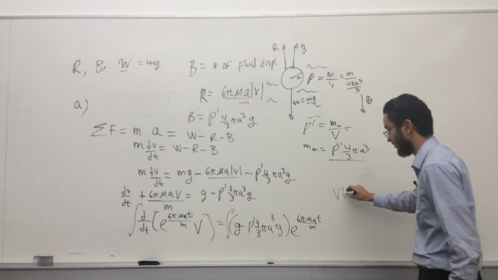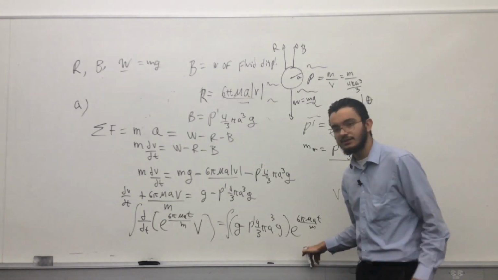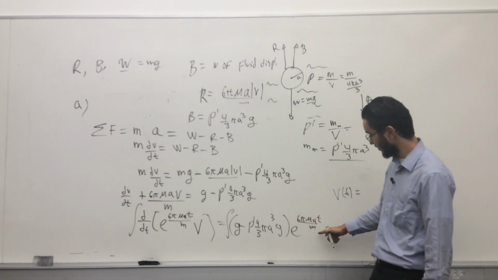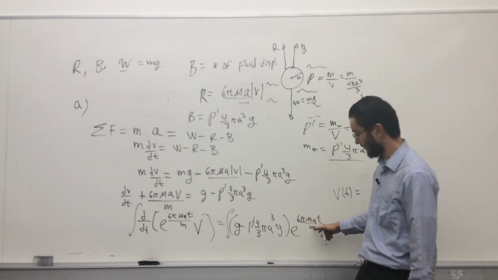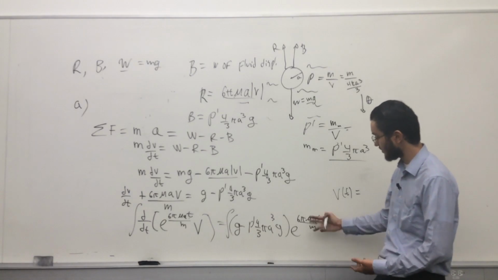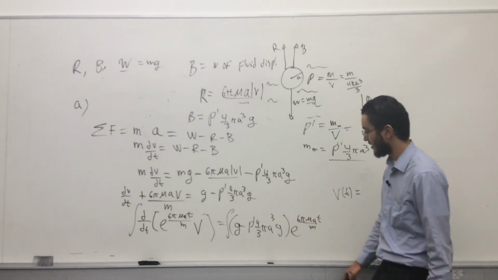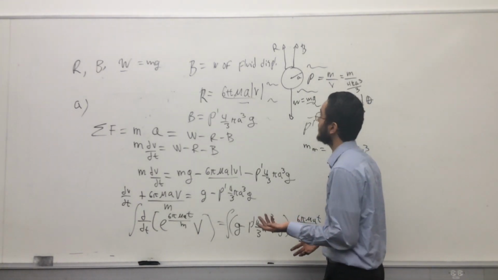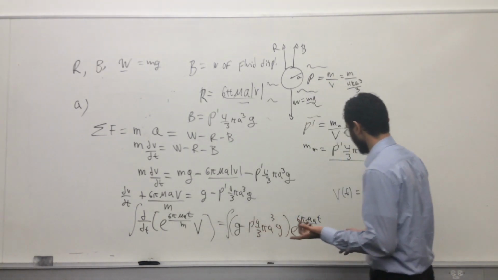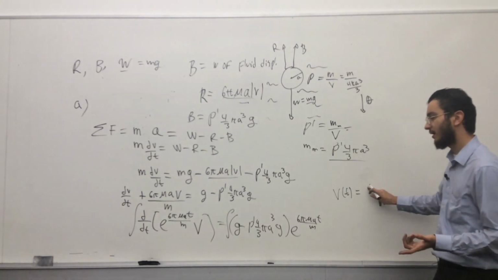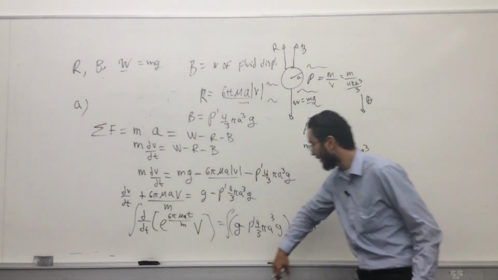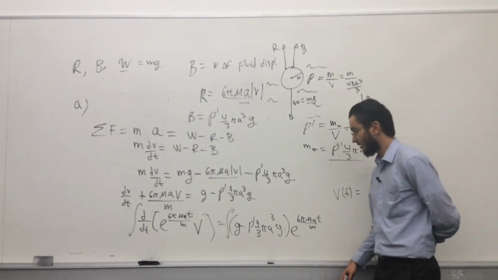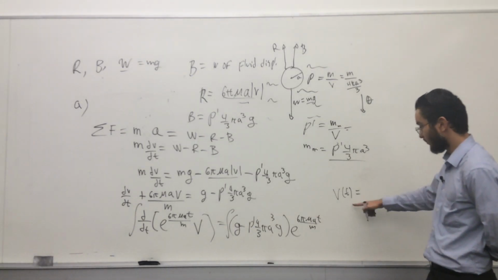v of t is equal to, well, the integral of this is basically 1 over 6 pi mu a divided by m. So we do the reciprocal of this, multiply by this, and then of course don't forget the constant c. So we're going to have something like this, and we're going to divide this entire equation by e to the power of 6 pi mu a t over m, and then we're going to have something like this.